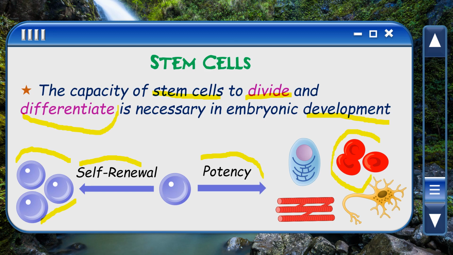For example, they can differentiate and give us red blood cells. They can differentiate and give us muscle. They can differentiate and turn into nerve cells. That is what we are referring to as potency. And it is very important in embryonic development.